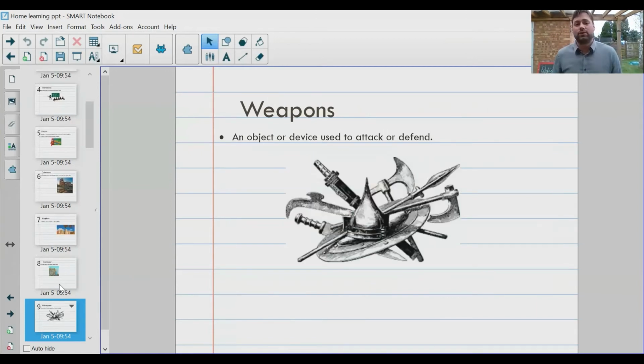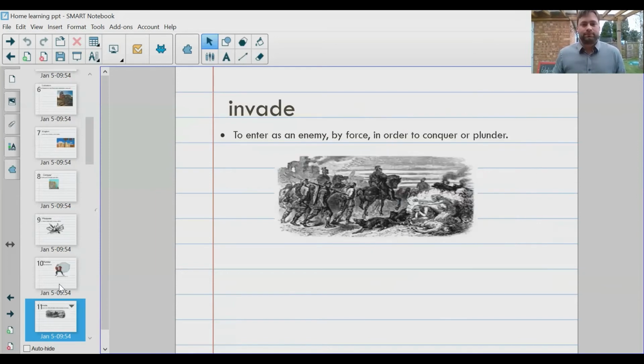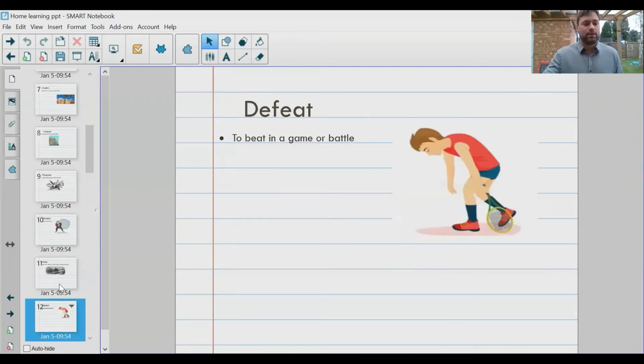Weapons, an object or a device used to attack or defend, normally to prevent or to inflict injury. Plunder is to steal by force. Invade, to enter as an enemy by force in order to conquer or to plunder. Defeat basically means to lose, to be beaten in a game or a battle. So if you're defeated, that means you've lost. You're not the winner.